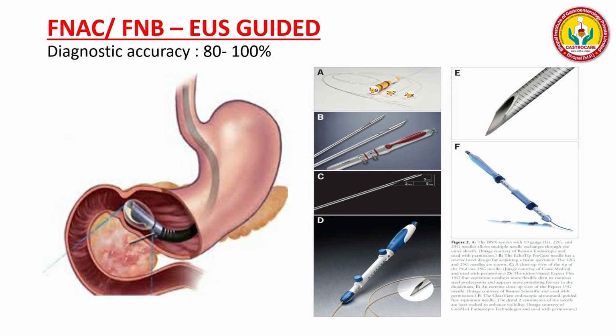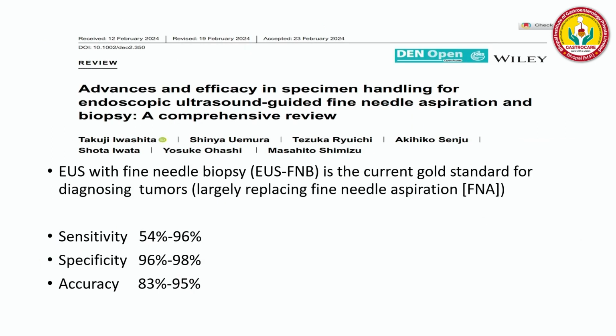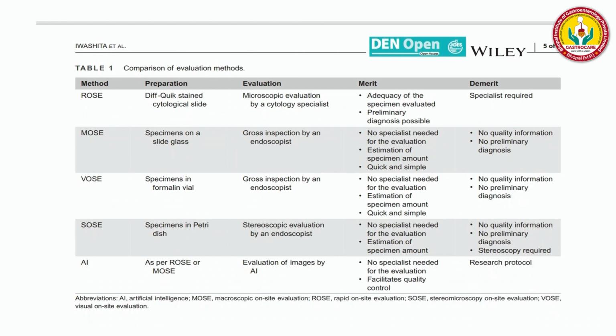We know that with the use of EUS FNA or FNB, we can get an accurate diagnosis of almost 80 to 100%. This was one of the recent papers in 2024, where it says that EUS FNB is the current gold standard in diagnosing tumors, with an accuracy of 83 to 95%. It was one of the good papers which I could come across, where apart from ROSE it has mentioned other on-site methods, like MOSE, the microscopic on-site method, and VOS, the visual on-site method, and now there is a role of AI also in diagnosing the given sample.